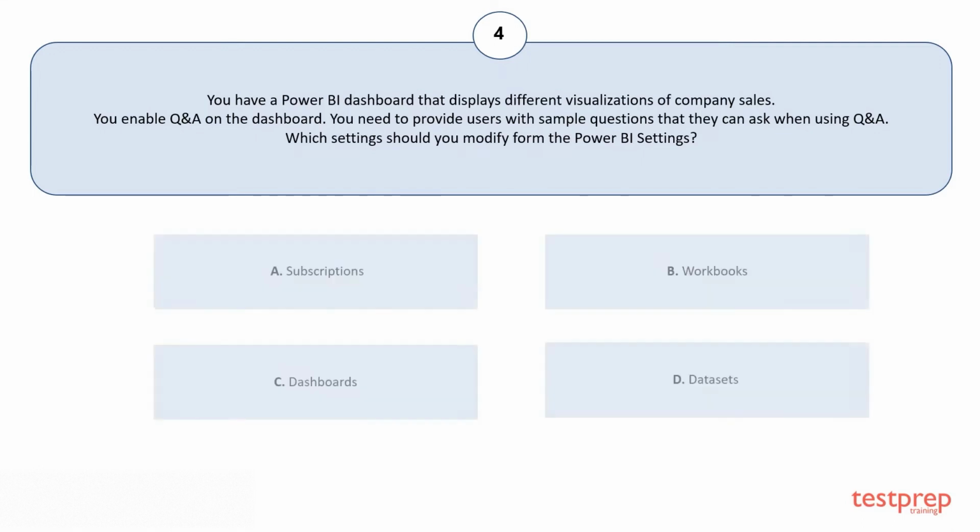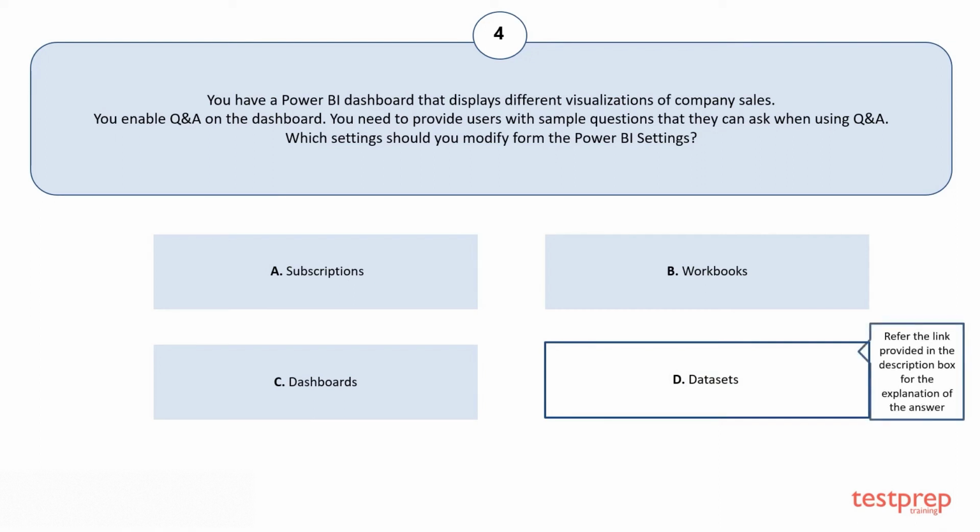Your options are: A. Subscriptions. B. Workbooks. C. Dashboards. D. Datasets. The correct answer is option D.